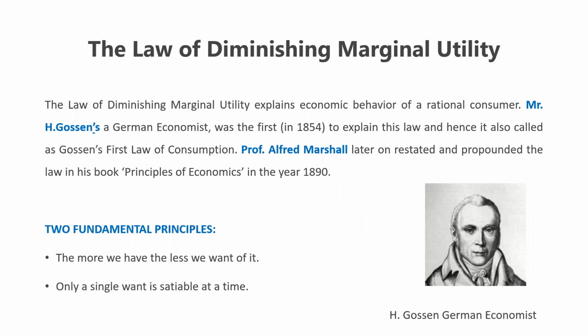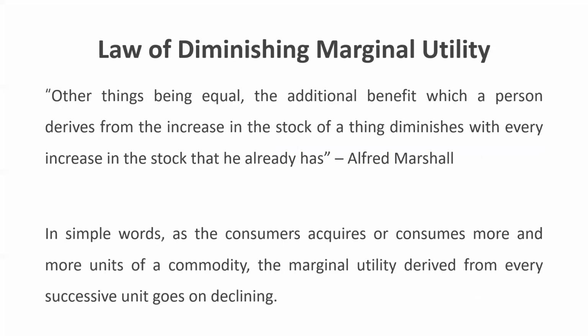The law of diminishing marginal utility depends upon two fundamental principles. The first is, the more we have, the less we want of it. The second is, only a single want is satiable at a time. Alfred Marshall defines the law thus: other things being equal, the additional benefit a person derives from an increase in the stock of a thing diminishes with every increase in the stock that he already has. In simple words, as the consumer consumes more and more units of a commodity, the marginal utility derived from every successive unit goes on declining.